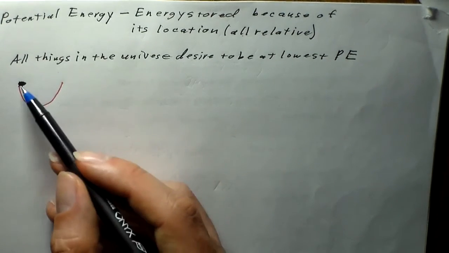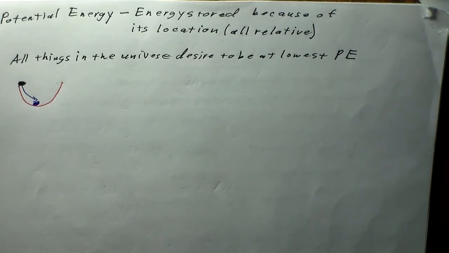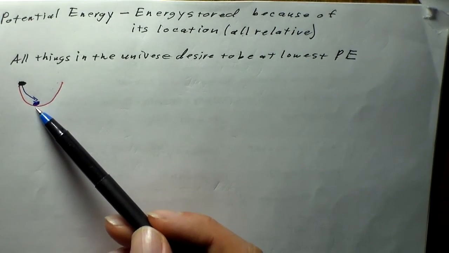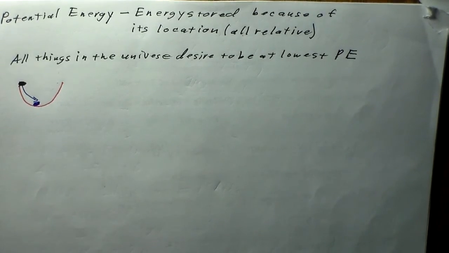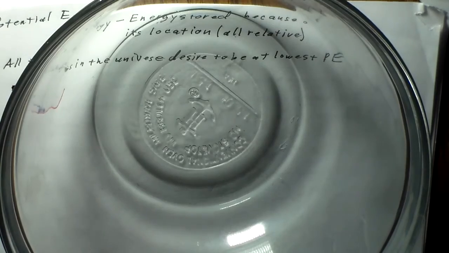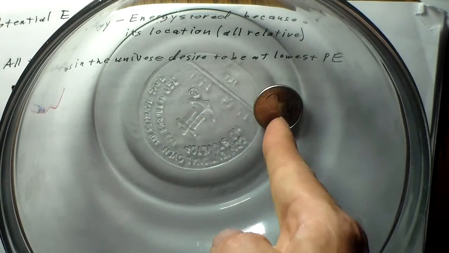Now what's going to happen is, of course, this ball is going to go back up and go back down and actually oscillate here, and then after it loses some energy due to friction, it's going to fall down to this midpoint. Right? So here I have a bowl, and here I have a little coin. I drop it down here, and where does it go?